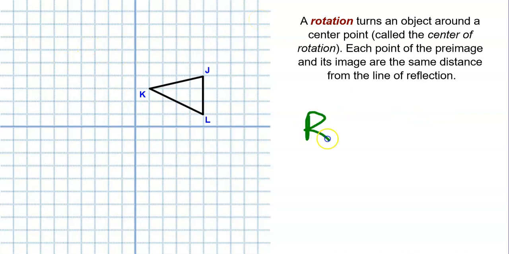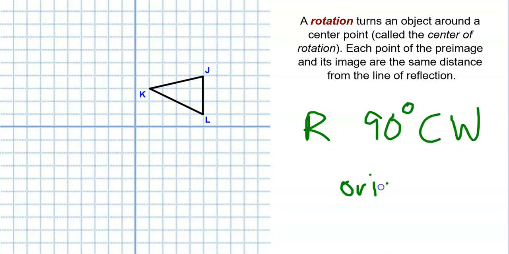You're going to rotate this object, JKL, 90 degrees clockwise around the origin, where the origin is your center of rotation. So go ahead, pause the video, do that rotation, and you'll be ready to end the video.